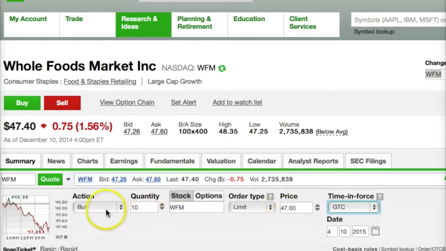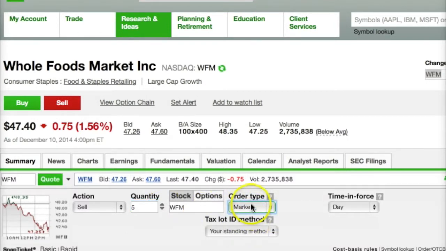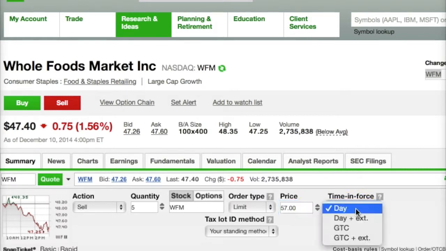The same can be said if you're going to sell some shares. Let's say you bought those 10 shares and now you want to sell 5 of them. You can do that as a market order, just as with the buy order, or you can do a limit and sell it for whatever price you choose. Let's say it's $57, so you would make $10 per share. You can do that for the day, or you can do a good till cancel on that as well, and the process is the same.